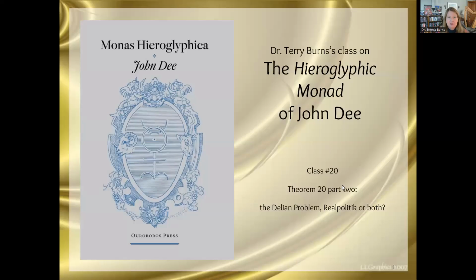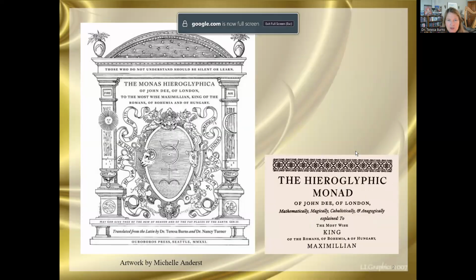And what we're going to look at here is Dee's attempt to solve the ancient Greek problem of the doubling of the cube, or the so-called Delian problem. But it's going to get mixed in a bit with some realpolitik here. And as you'll see, by the time that we finish this theorem, he actually is giving you two different solutions, and you can decide for yourself if they solve the Delian problem.